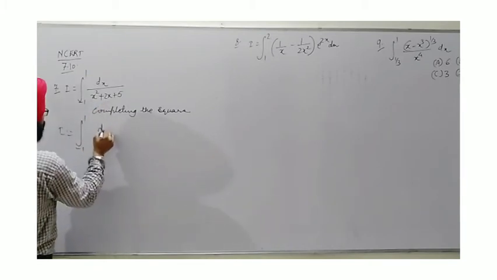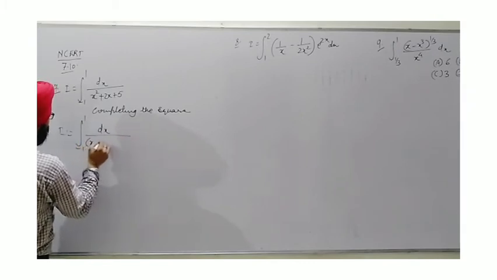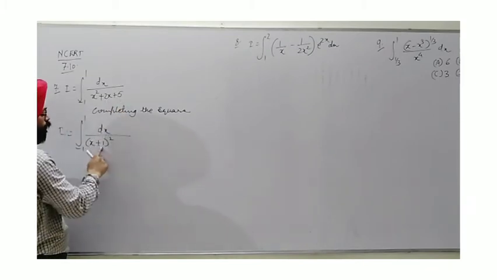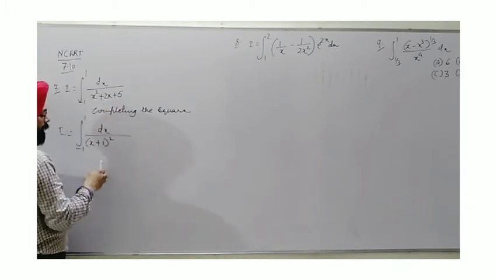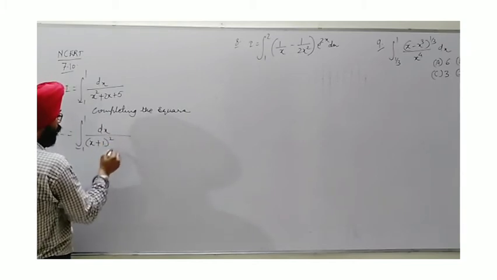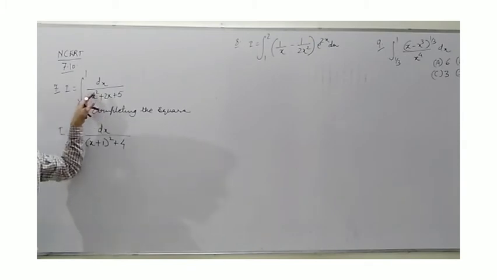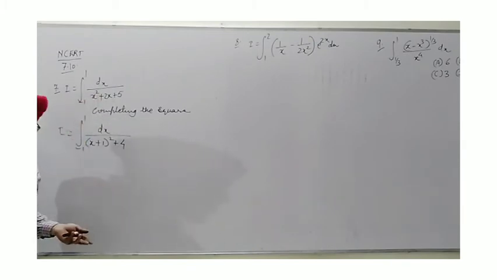So we can write this as dx upon (x plus 1) whole square. And whatever the value of b we have obtained, its square should be subtracted from the constant, meaning 5 minus 1 square is 4. This way. And every time whenever a quadratic polynomial is given, I take common the coefficient of x square. But here it's already given as 1, so let's do it like this.